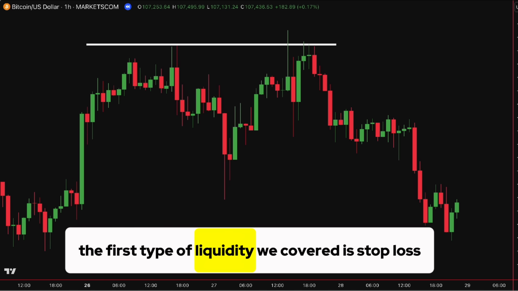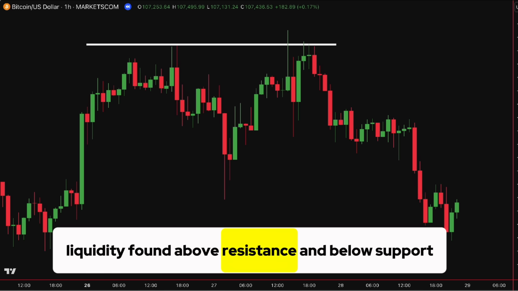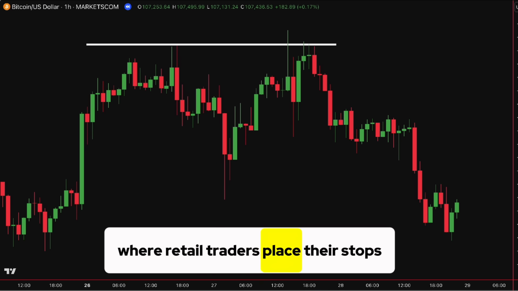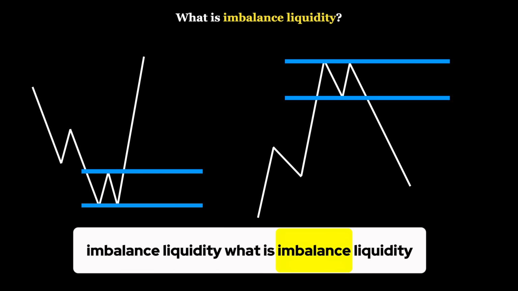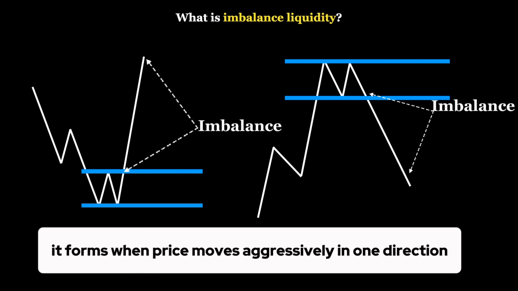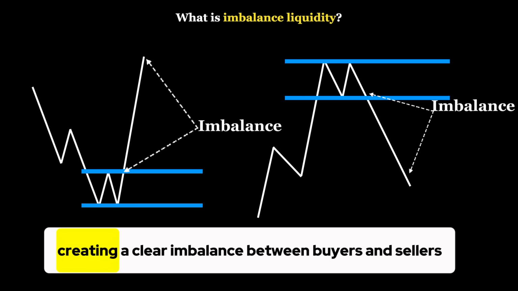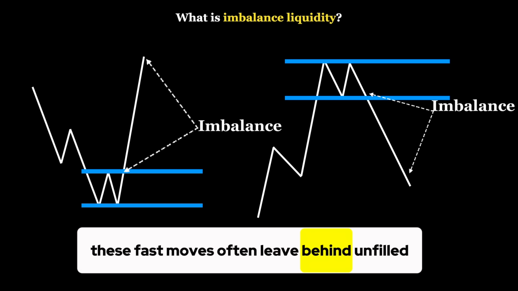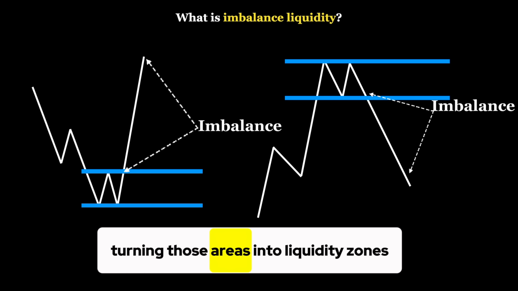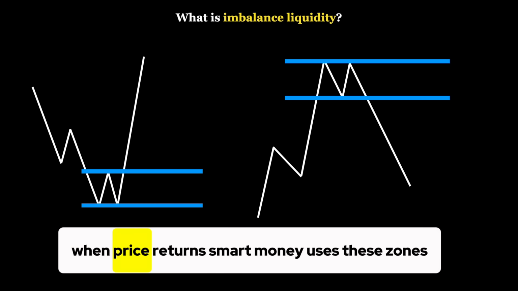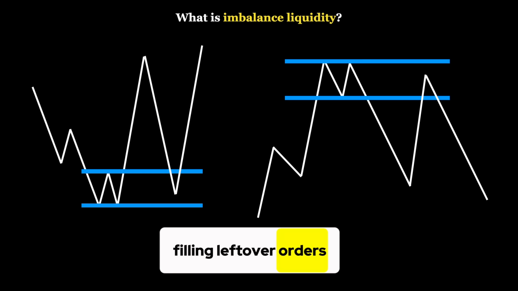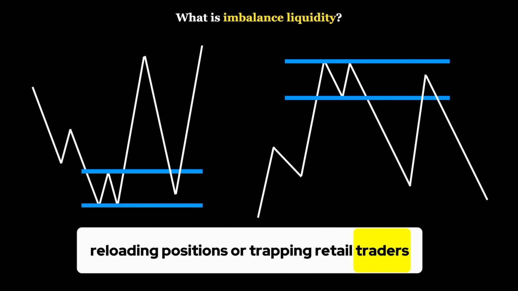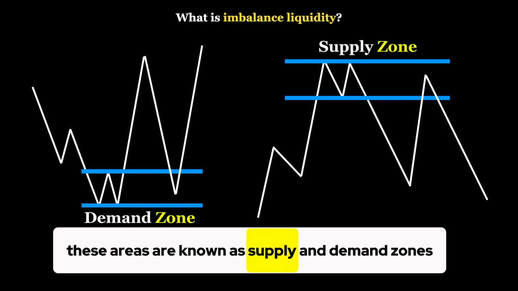The first type of liquidity we covered is stop loss liquidity, found above resistance and below support, where retail traders place their stops. Now let's move to the second type, imbalance liquidity. What is imbalance liquidity? It forms when price moves aggressively in one direction, creating a clear imbalance between buyers and sellers. These fast moves often leave behind unfilled institutional orders, turning those areas into liquidity zones. When price returns, smart money uses these zones to complete unfinished business, filling leftover orders, reloading positions, or trapping retail traders. These areas are known as supply and demand zones.